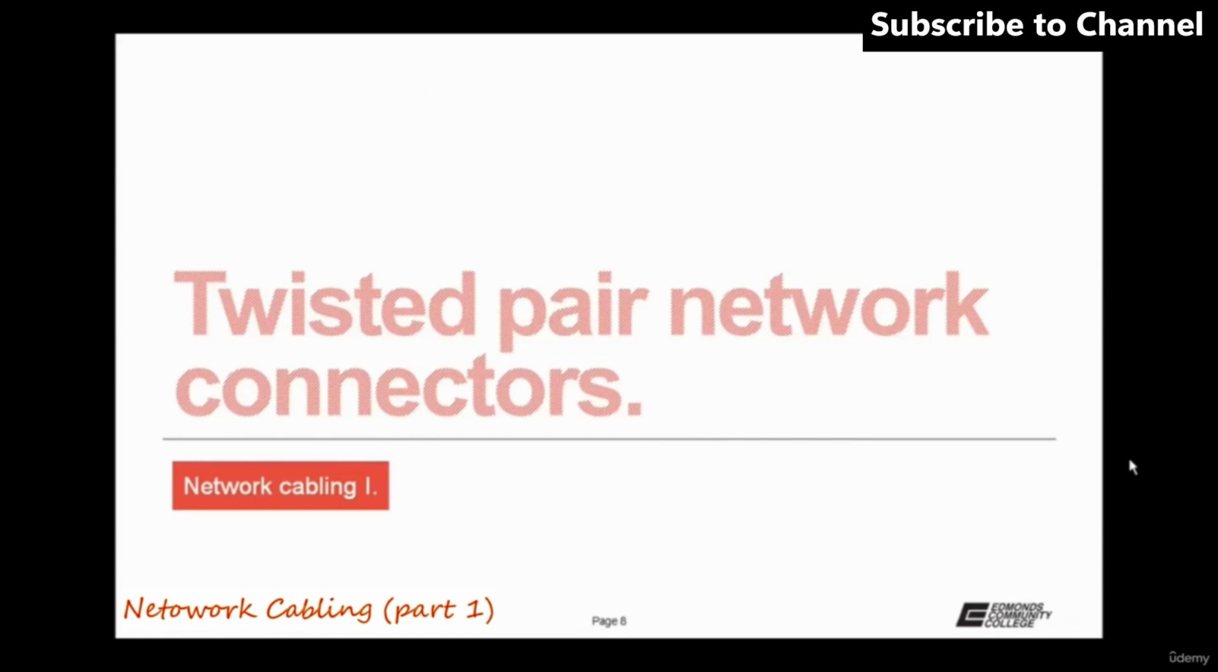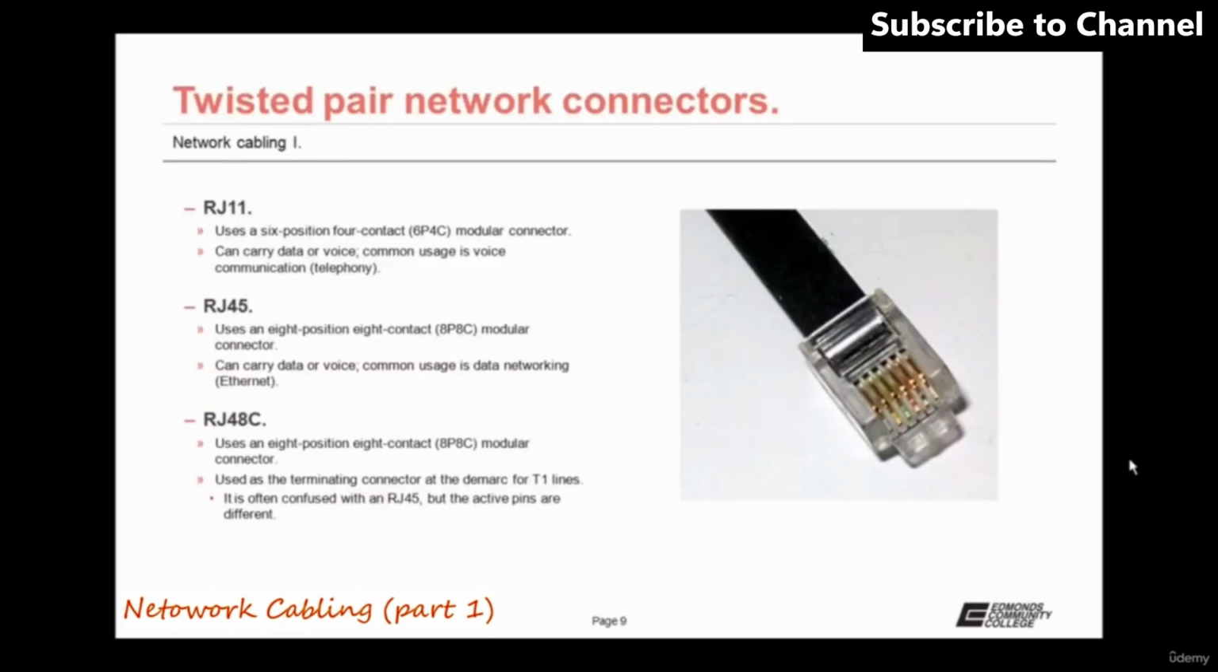So now that I've mentioned those connectors, let's go on to twisted pair network connectors. And we're going to begin with the RJ11. You don't see these very much in what we think of as networking, but you do see them all the time. The RJ11 uses a 6-position, 4-contact modular connector. That's a 6P4C modular connector. It can carry data or voice, and its common usage is voice communication, telephony. All of your telephone jacks are RJ11s.